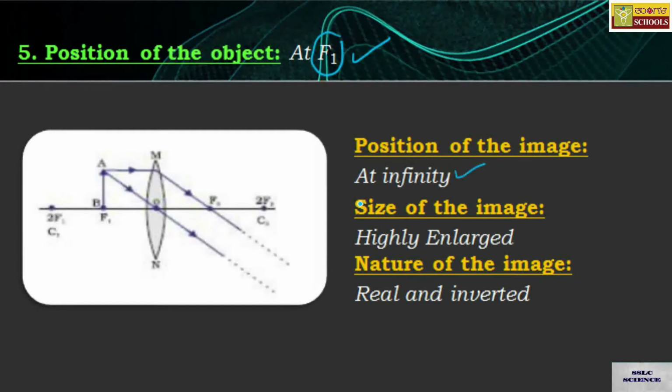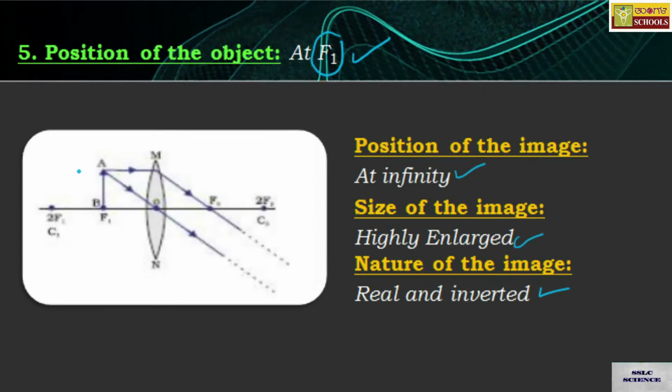When the object was at infinity, you had the image at the principal focus on the other side. This is a reversal, no problem, but now the image is going to form at infinity. The image is highly enlarged and the nature will be, yet again, real and inverted.